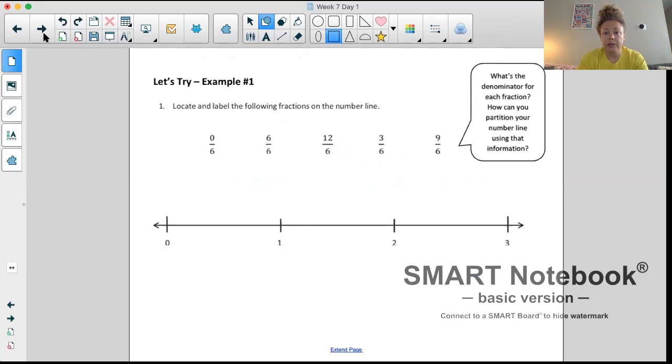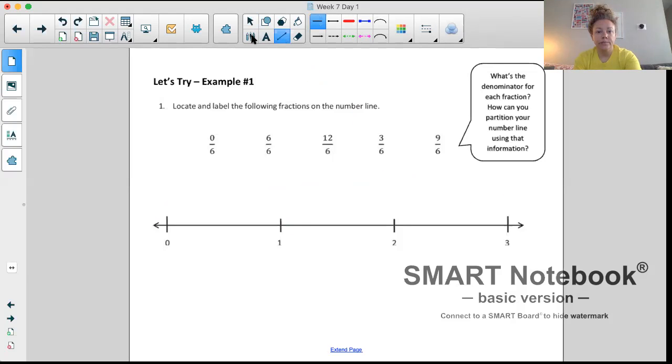What's the denominator for each fraction? How can you partition your number line using that information? So let's look at our denominators. All of our fractions are sixths. To partition each whole, so 1 whole, 2 wholes, 3 wholes, into 6 parts, we need to draw how many lines? 5 lines. So you can use your marker or pencil, whatever you're working with. I'm going to use a marker and draw 5 lines that are as equally spaced out as possible.